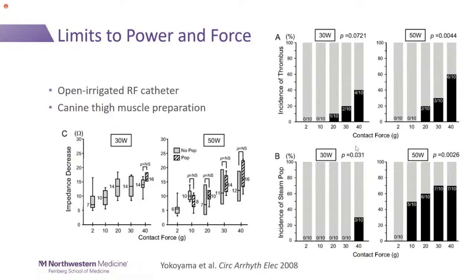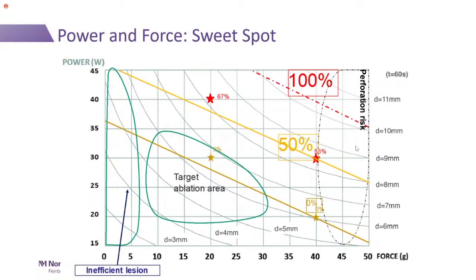So this is an open irrigated RF catheter on a canine thigh muscle preparation. Basically the point is that here's 30 watts versus 50 watts, with increasing contact force. And you can see that the incidence of thrombus formation, your overheating, is high, and the incidence of steam pop is also high. So just understand that there is a sweet spot. That's what I want to tell you.